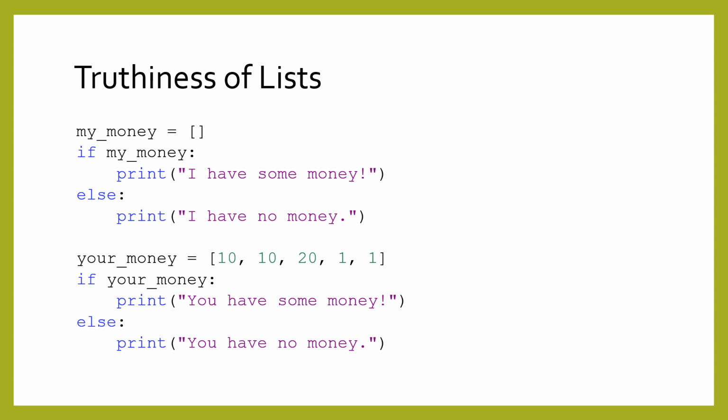When used as a conditional, a list evaluates to true unless it is empty, according to the rules of truthiness. This can be very convenient when writing conditional expressions involving lists. If you want to test if the list is not empty, you just write the name of the variable holding the list.